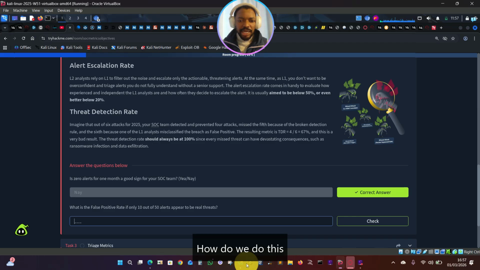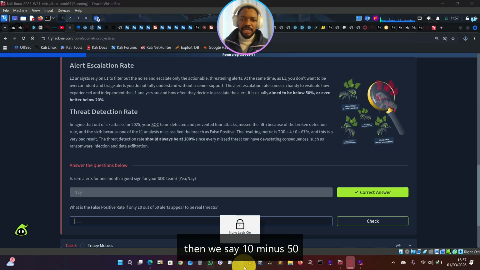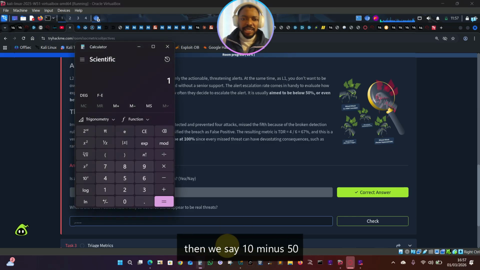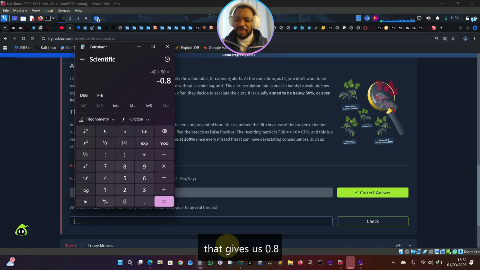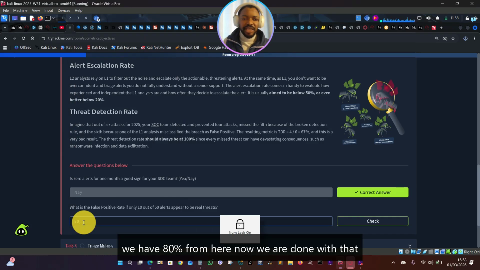How do we do this? I open my calculator, then we say 10 minus 50, that gives us 40. Now we divide the 40 by the 50 again, that gives us 0.8. Now when we multiply 0.8 by 100, that gives us 80. We have 80%.